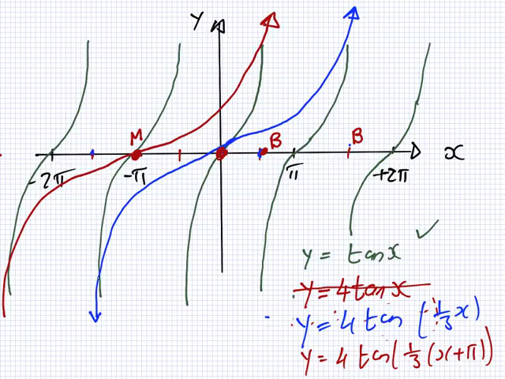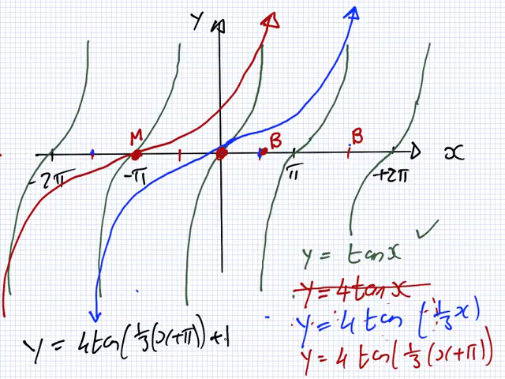And finally, the actual answer. Y equals 4 tan 1/3 x plus pi plus 1. So this gets moved up to here 1 unit. So our final answer will look something like, breaks here.